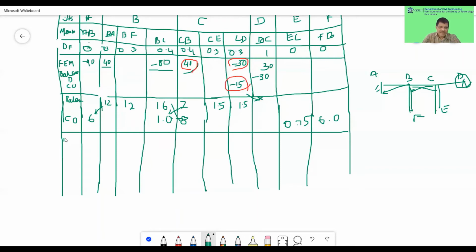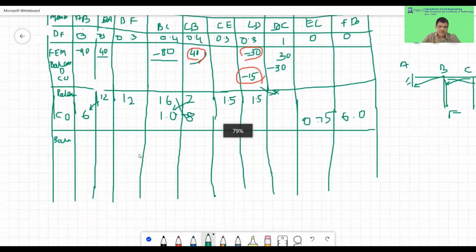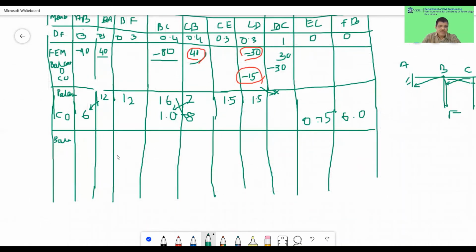Now let us go to the next balance. What is the joint available at B? It is only 1. Initially it was 40, now it comes to 1, so you have to apply minus 1. That will be distributed in proportion to that. So minus 1 into 0.3, it will be minus 0.3 here.